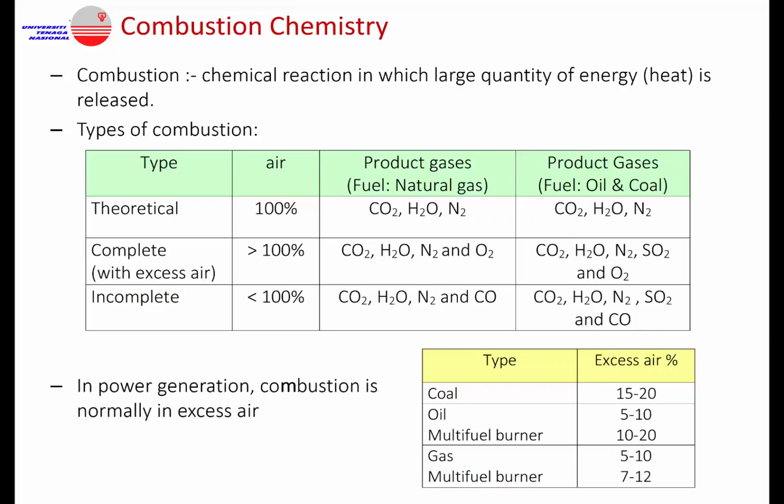Okay, and then for incomplete combustion, this is when the amount of air is not sufficient, less than 100%. So for all incomplete air combustion, the three products remain the same, CO2, H2O, and N2, and at the same time we have additional carbon monoxide. So this is our assumption. When you have incomplete combustion, usually we produce CO, the carbon monoxide.